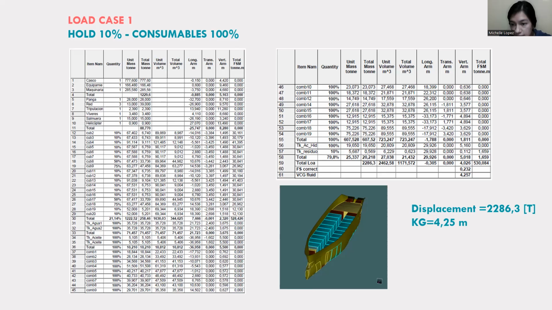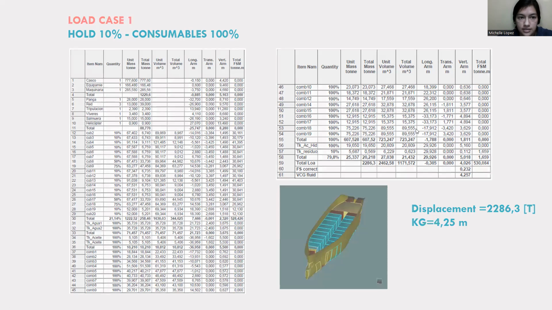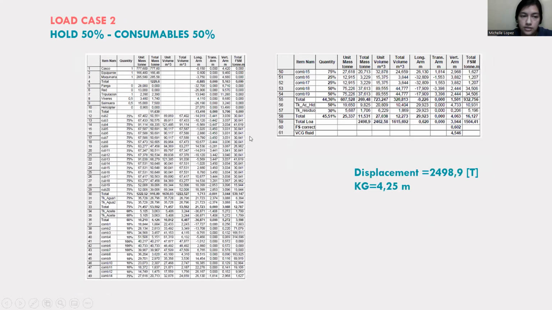The displacement for the analysis is 86 tons and KG 4.25 meters, and the second case is called 50% and consumables.